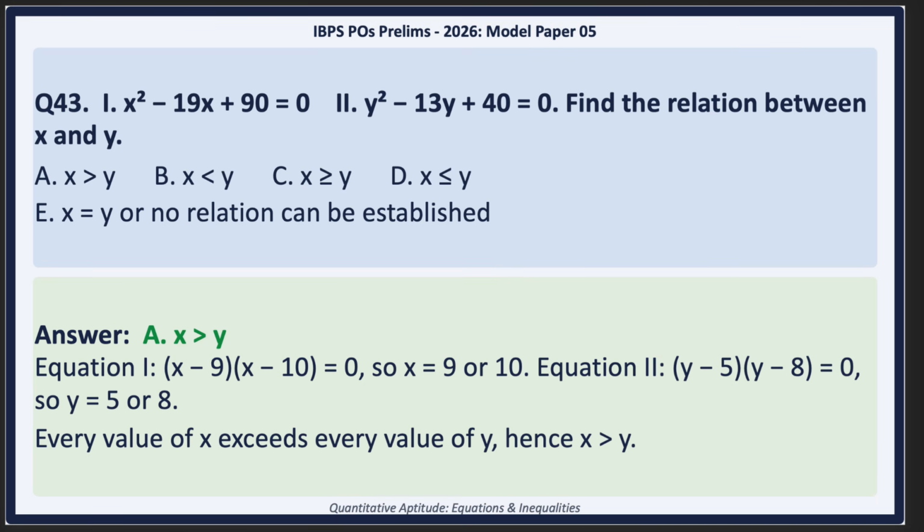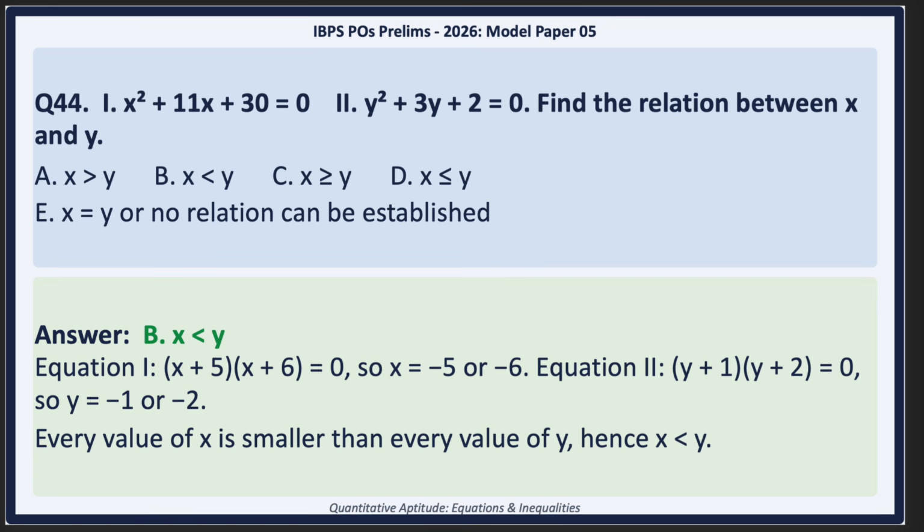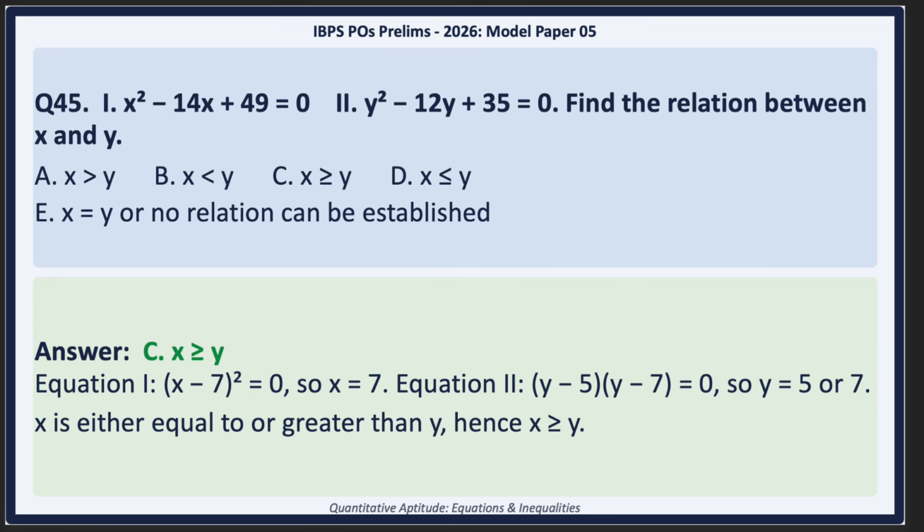Exactly. And occasionally they throw in a perfect square just to test your recognition, like in question 45. Oh yeah, the x equation is x squared minus 14x plus 49. Right. That's just x minus 7 squared. So x only has one root, 7. The y roots are 5 and 7, meaning x is always greater than or equal to y.